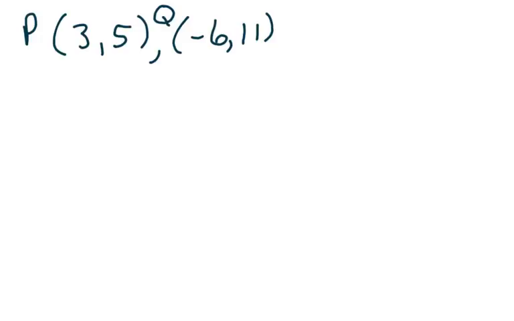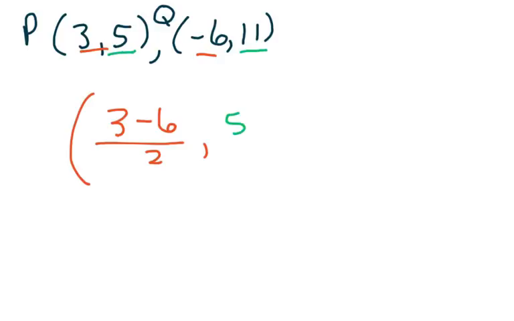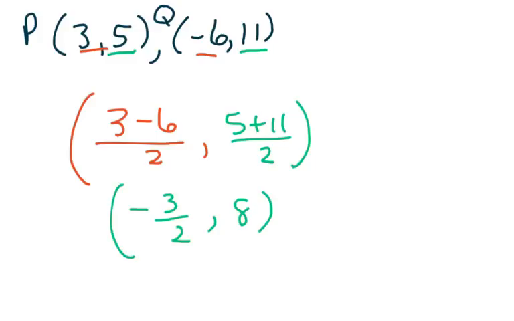And I'm going to add my x's. So this would be 3 plus negative 6 over 2. And then I'm going to add my y's, which would be 5 plus 11, and take half of that. And we would get -3 over 2, and this would be 16 over 2, which is 8. And that's your midpoint.